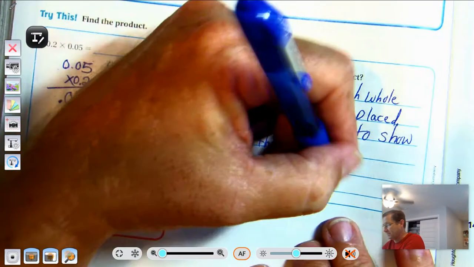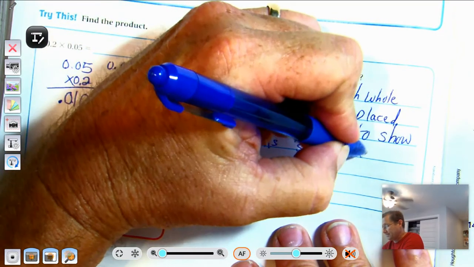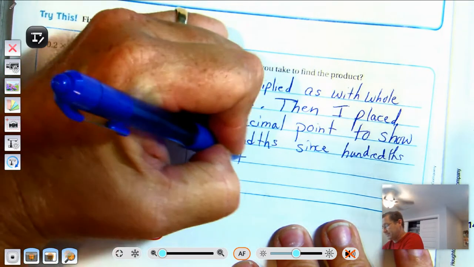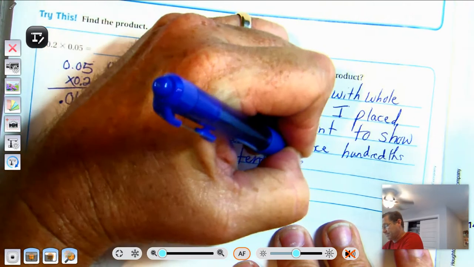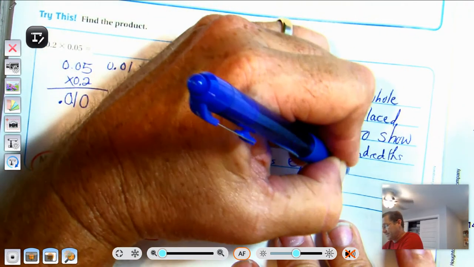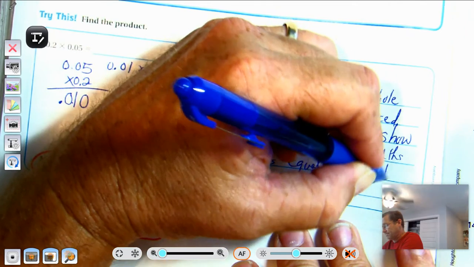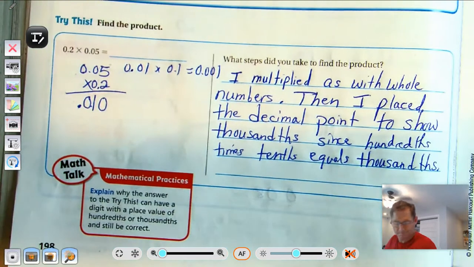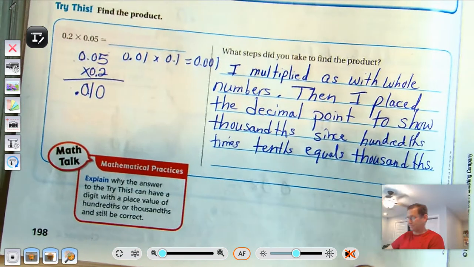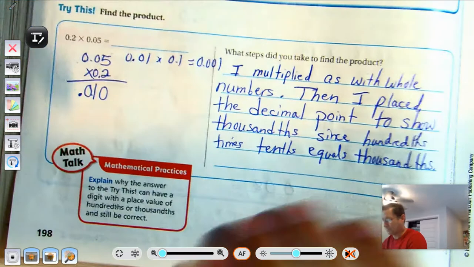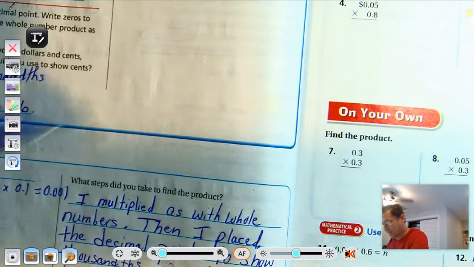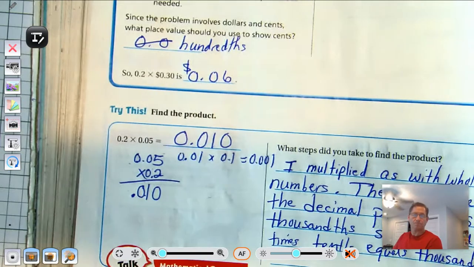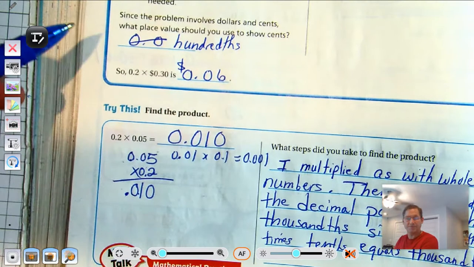Why did we go to thousands? That's because hundredths times tenths equals thousandths. All right, so again, 10 thousandths.